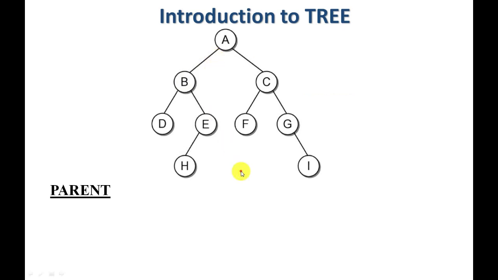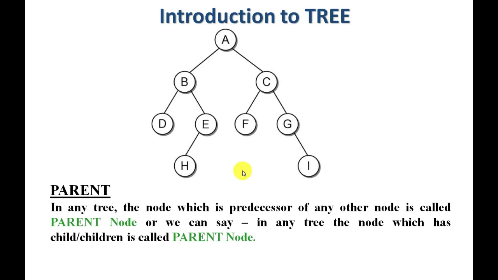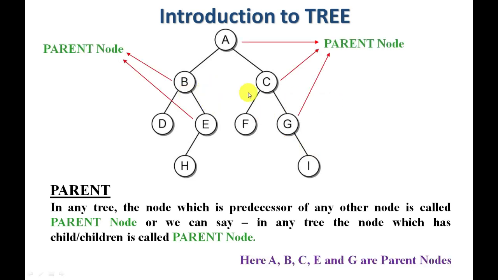Next, parent. The node which is the predecessor of any other node is called a parent node, or we can say the node which has a child is called a parent node. Here, A, B, C, E, G are all parent nodes because all of them have children. Here, A has children B and C, B has children D and E, and C has children F, G, E has a child H, and G has a child I.